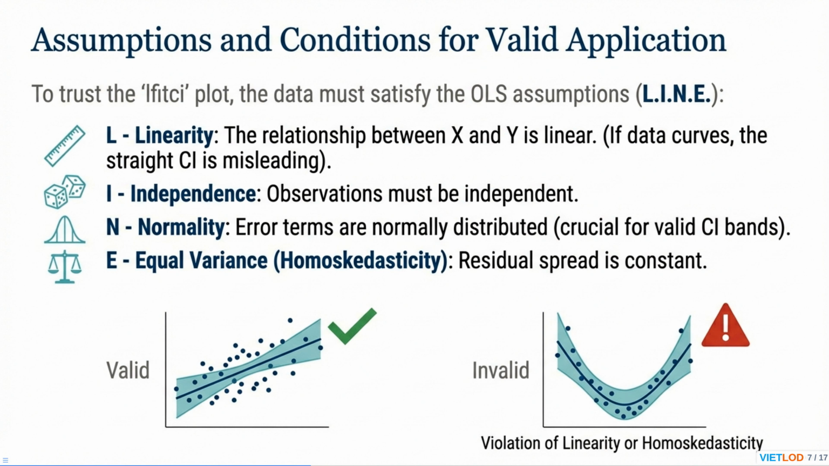For the lfitci plot to be reliable, our data must adhere to the core OLS assumptions, conveniently summarized by LINE. Linearity means the relationship between your variables must be straight. Fitting a linear confidence interval to curved data would be fundamentally misleading. Independence requires that each observation stands alone, unaffected by others. Normality specifies that the error terms should be normally distributed, a crucial condition for the validity of our confidence bands. Lastly, equal variance, or homoscedasticity, ensures the spread of residuals is constant across all data points.